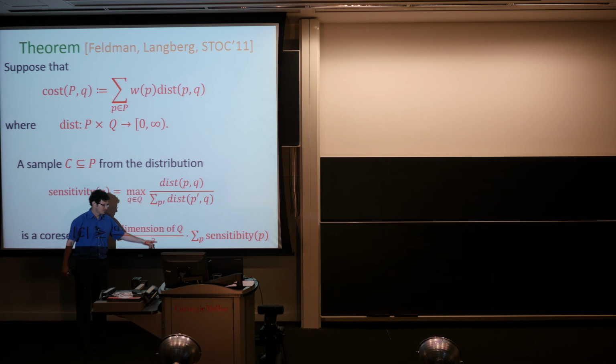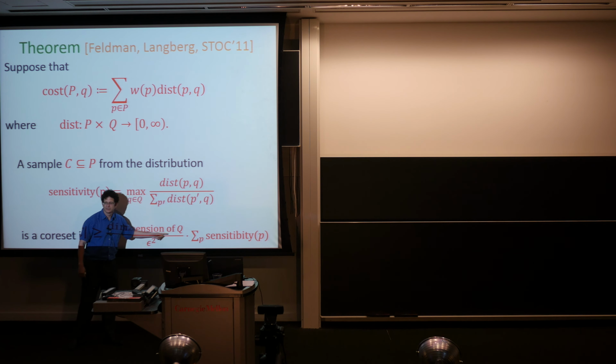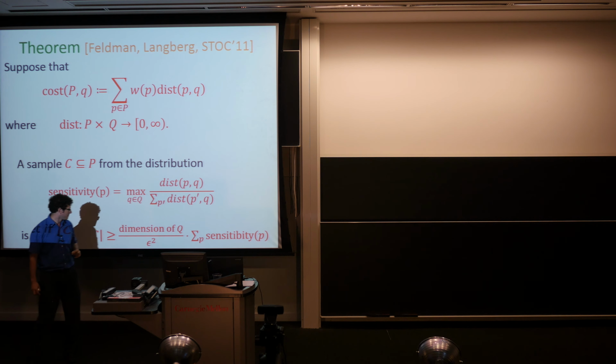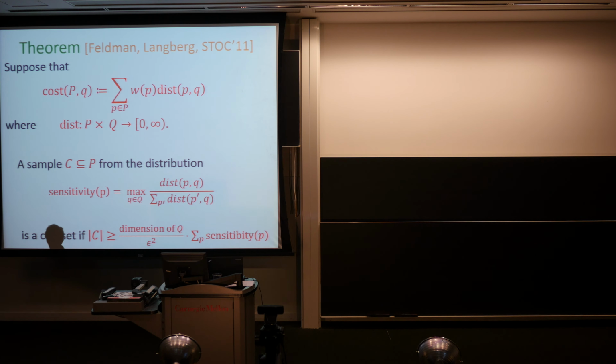Epsilon is the error, the approximation error. We defined it in the previous slide. The dimension of Q we will define now. Intuitively, it's related to the VC dimension of the query space.